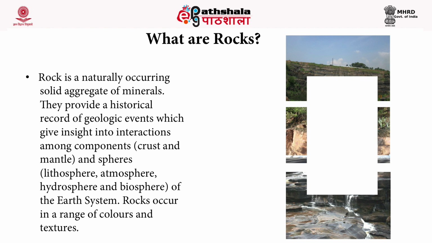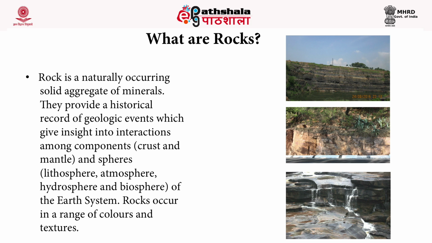In these photographs, you can see the outcrops. What is an outcrop? It is the rock exposure which is present above the surface of the earth. In the first photograph, you can see a ridge. In the second photograph, rocks are exposed along a road cutting. In the third photograph, rocks are exposed along a nala section or a river section.